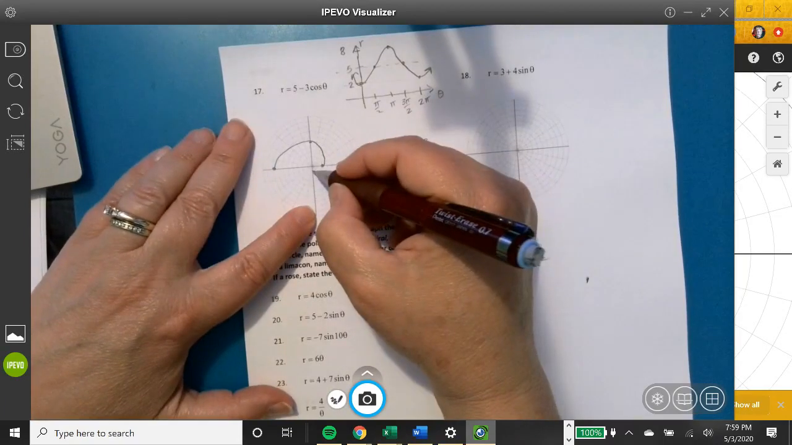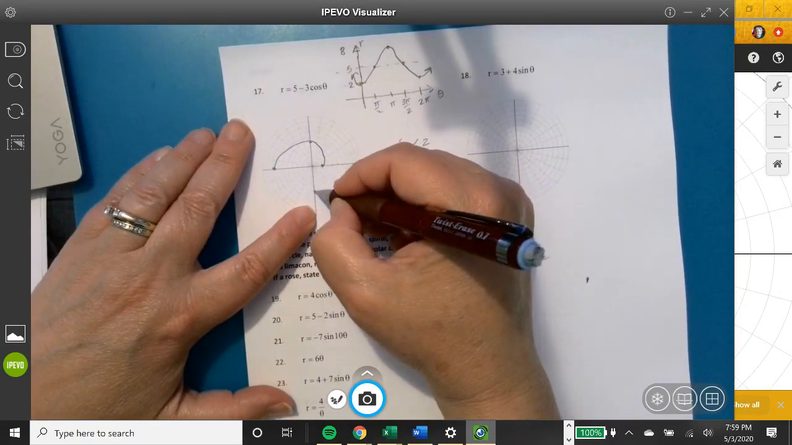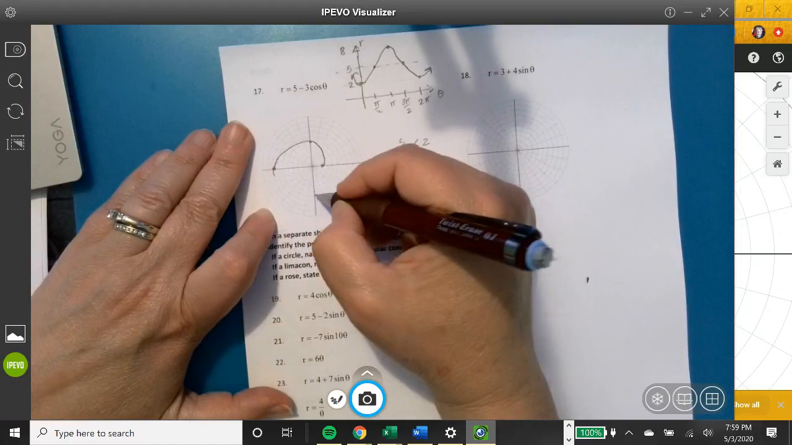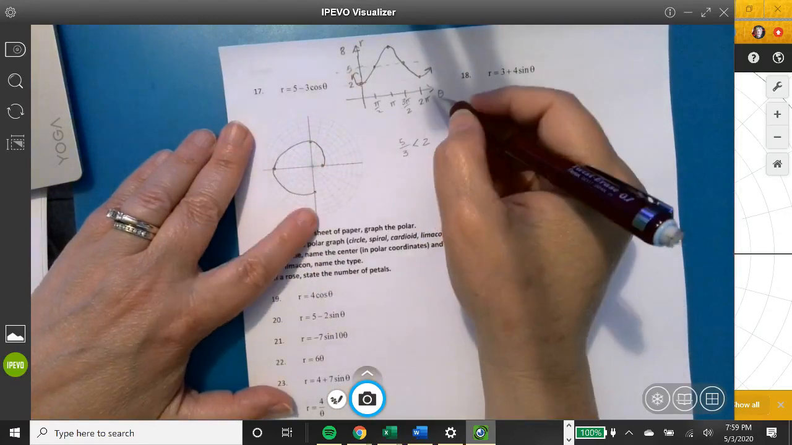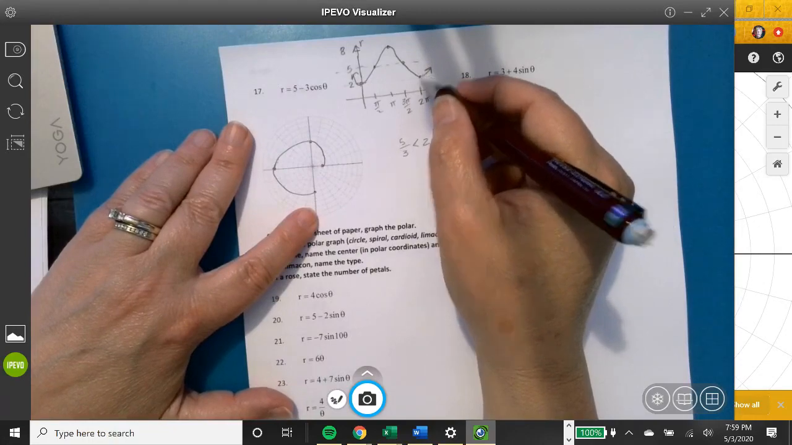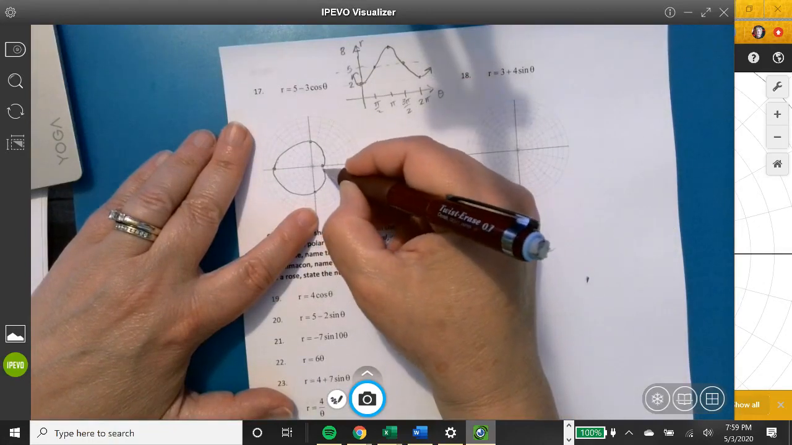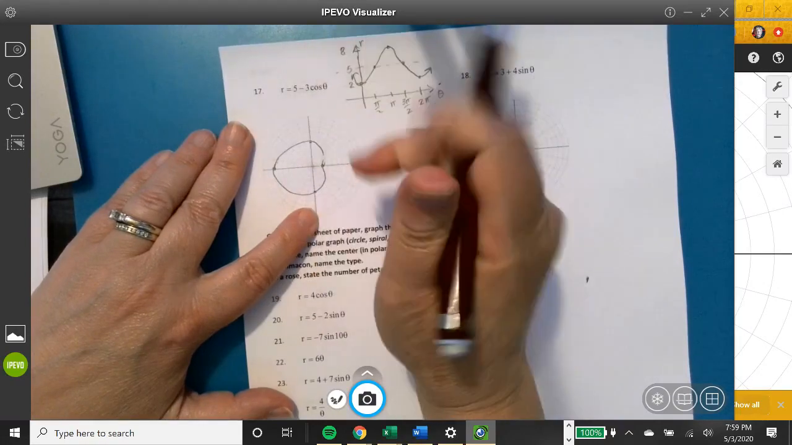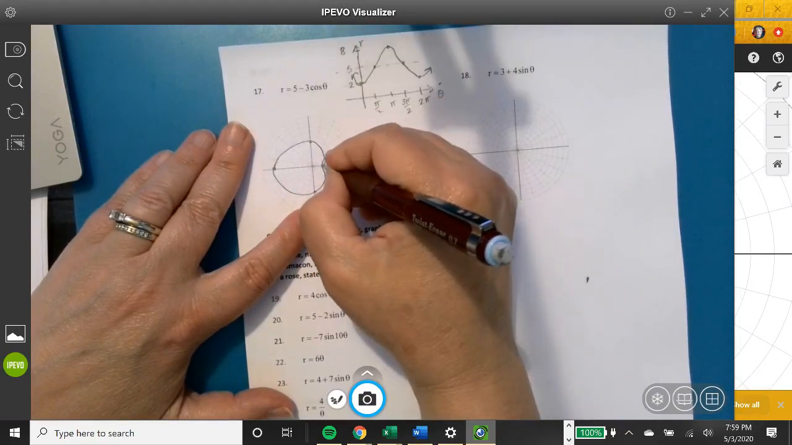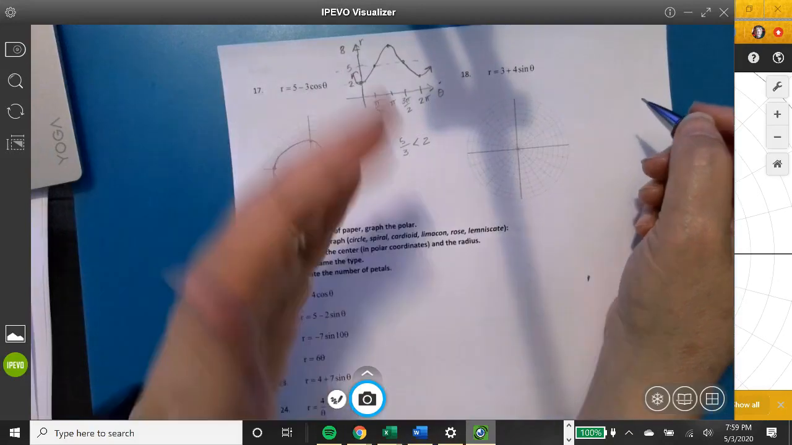It puts me down here. 1, 2, 3, 4, 5. Oops, I should put a dot here so I know where I'm going. And then I go back home again. I go out radially 2. And this one is the dimpled one, so it's going to bow in just a little bit at 2. And the bigger side is on the left side.